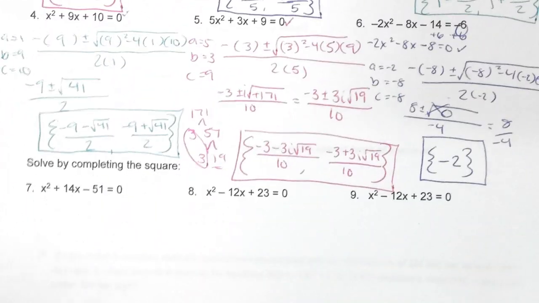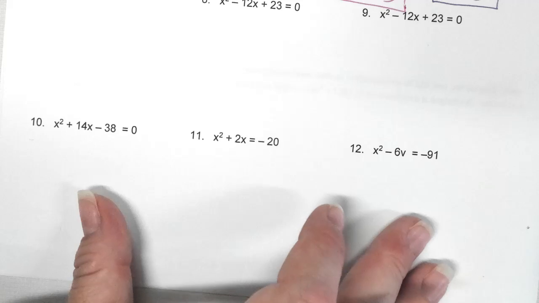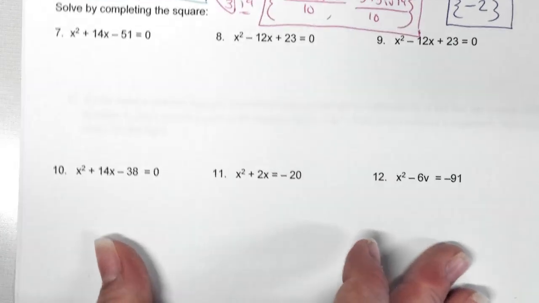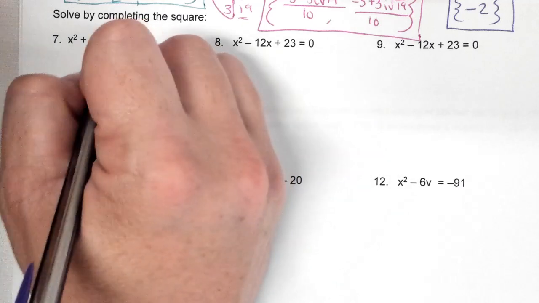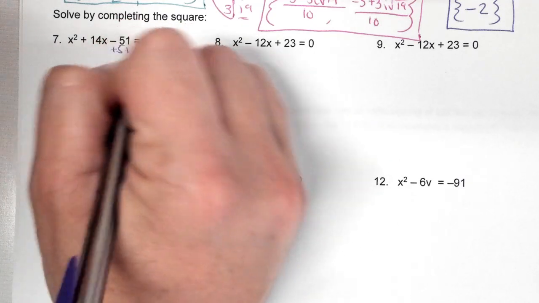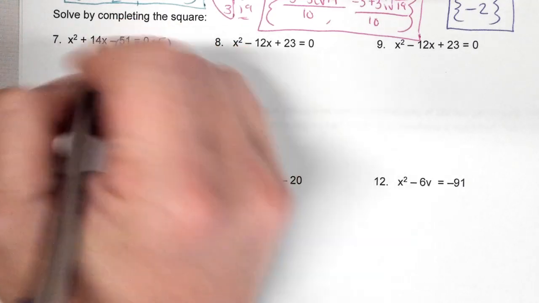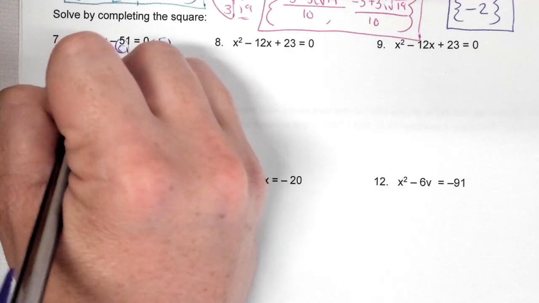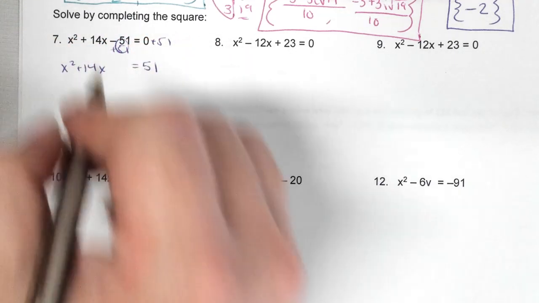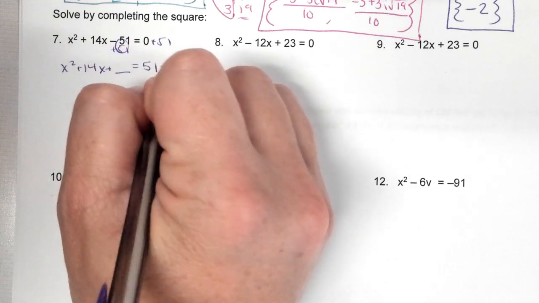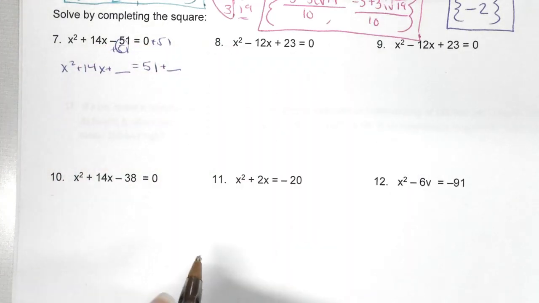Okay, so now let's look at completing the square. So if you look at number 7, first things first, remember, we need to make sure A is 1, and we need to move our C value to the other side. So plus 51, plus 51. So we get x squared plus 14x equals 51. Now I left a space because we need to do plus something. And remember, we do half of our B squared.